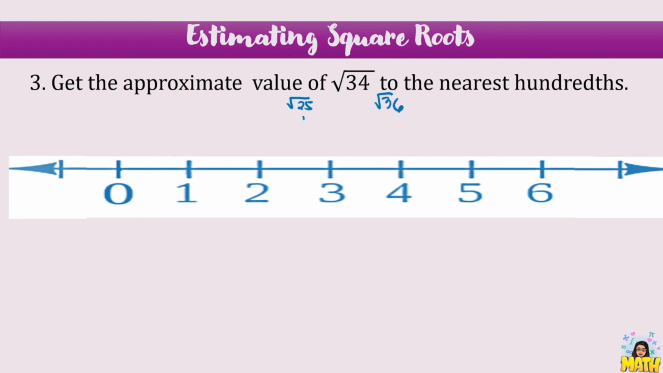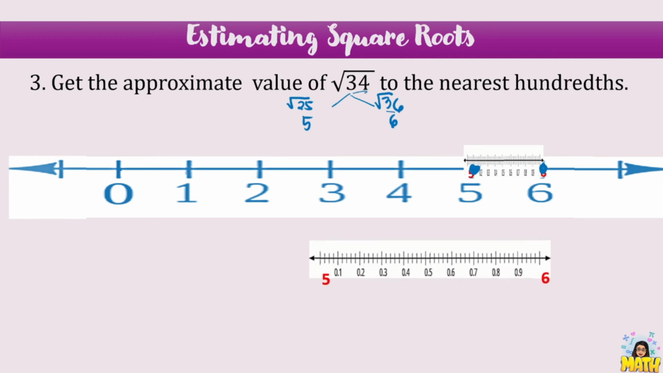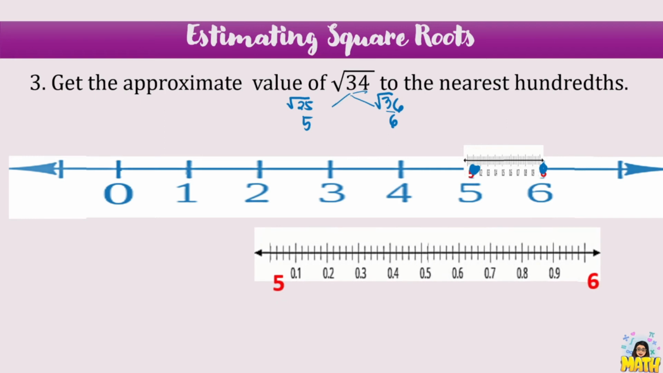So square root of 25 is 5, square root of 36 is 6, which means nasa gitna siya ng 5 and 6. Kung titingnan nyo dito, mas malapit din ang 34 sa 36. So somehow, we can approximate or estimate na medyo dito banda yung value ng square root of 34. Huwag na nating itry yung 0.1, 0.2 dahil medyo malayo na yun. So let's try 5.7 times itself.